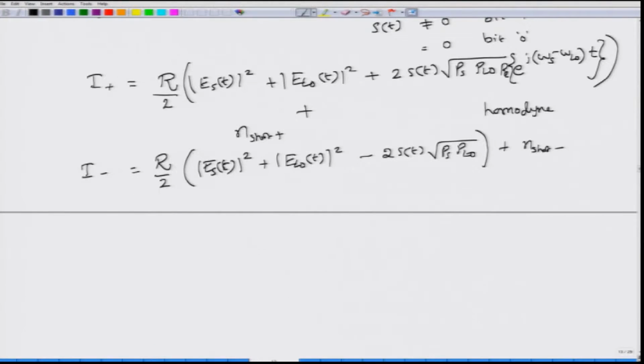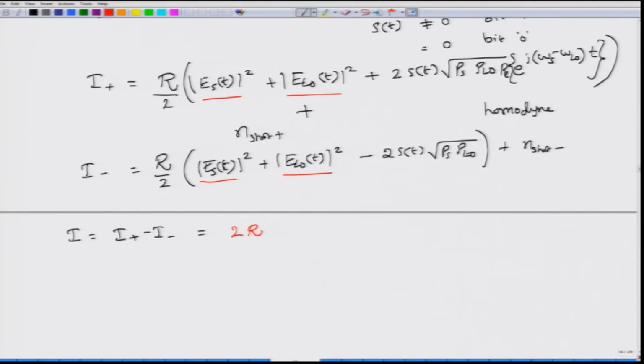The total photocurrent that you are looking at will be the difference between I plus and I minus, and you can easily see that when you take a difference like this, these terms are going to cancel with each other. This ELO of t square is going to cancel with this ELO of t square. So what you get in turn is 2 minus of minus 2 becomes a plus 2, therefore this becomes 4 times S of t. There is an amplitude factor out there. There is an R by 2 here, therefore R by 2 into 2, that 2 and 2 will cancel and eventually what you get is 2 times R.